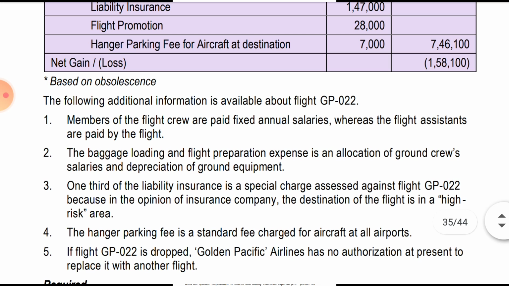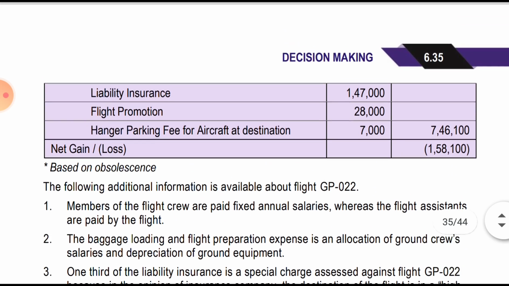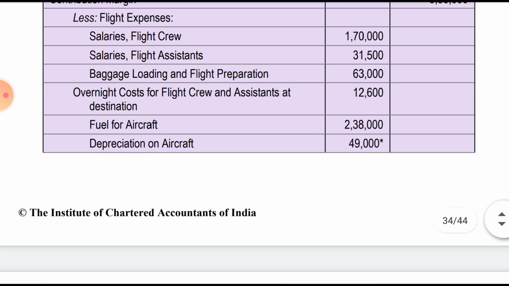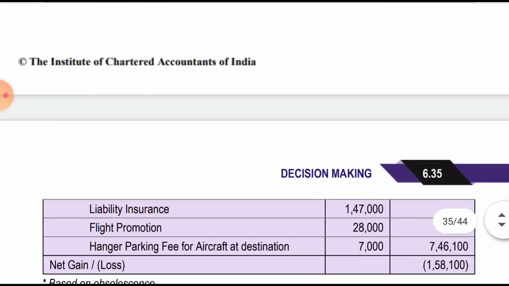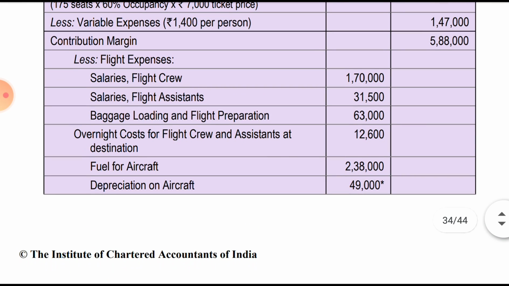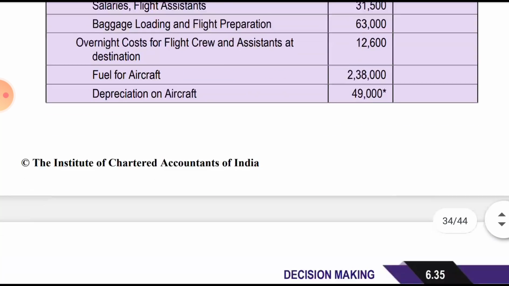Basically we will not deduct any of the fixed costs. We have to only deduct the variable cost. Baggage loading and flight preparation expenses are an allocation of the ground crew salary and the depreciation of the ground equipment. So that will be ignored; baggage loading and flight preparation will not be deducted.